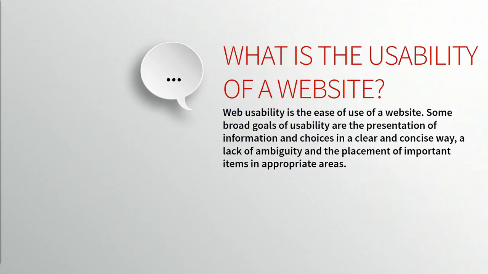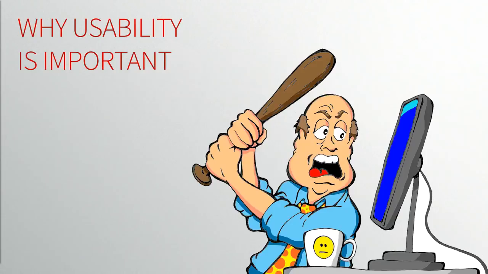So what is the usability of a website then? Well, web usability is the ease of use of a website. And as you see, some broad goals are the presentation of information and choices in a clear and concise way. You basically don't want any ambiguity, okay? You want the user to know where to go, where to click. You are guiding the user. As I said, guys, we're graphic designers. We are telling people where to go, what to read. We are directing them, okay? And you can understand why it's important. I mean, it's a necessary condition for survival.